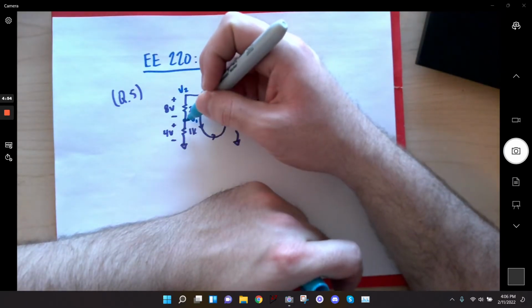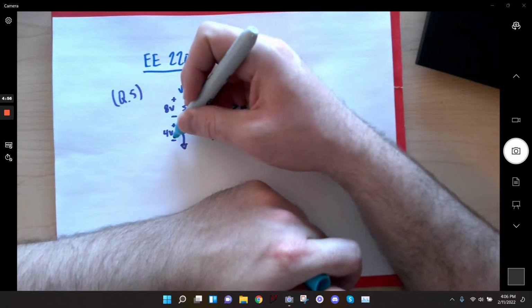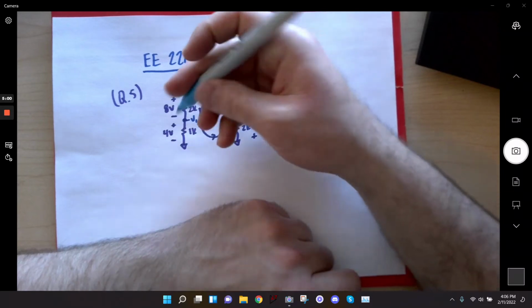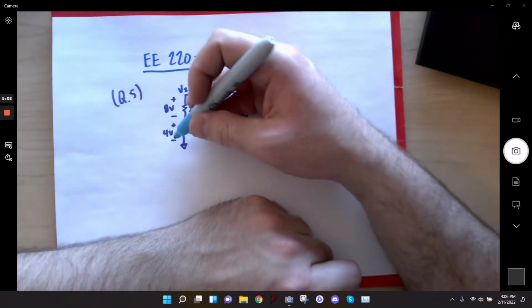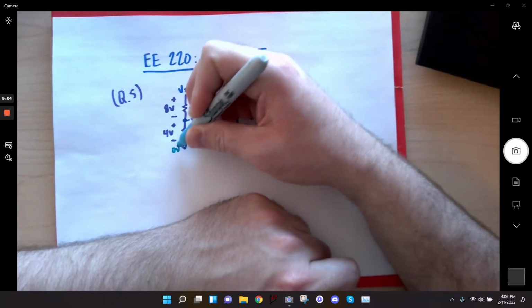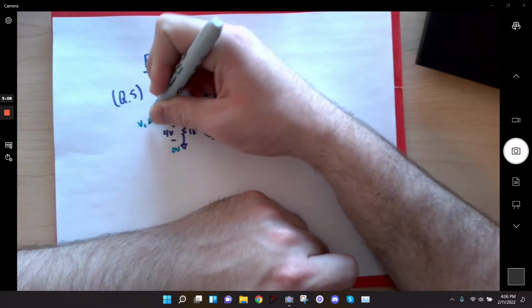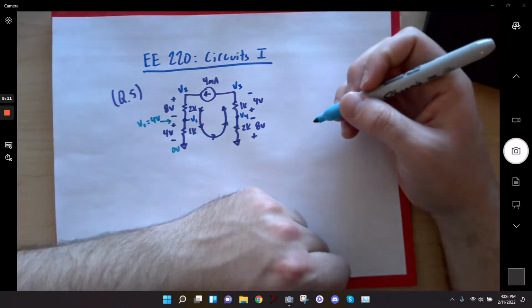So V1, what this tells me is that I'm starting at a lower potential and I'm going to a higher potential, and this is telling me by how much, right? So I'm starting at 0. I know this is 0 volts, and then I'm going up by 4 volts. So that means that my V1 is 4 volts, right?